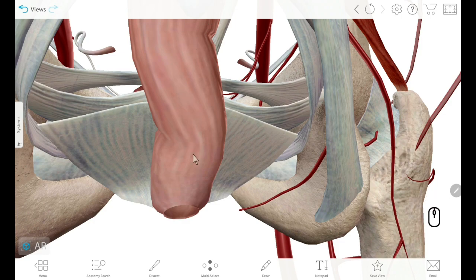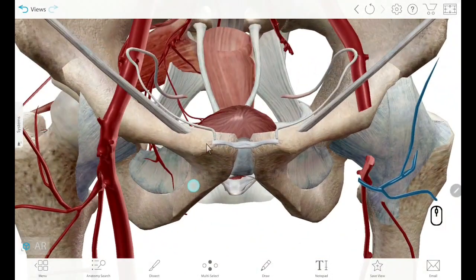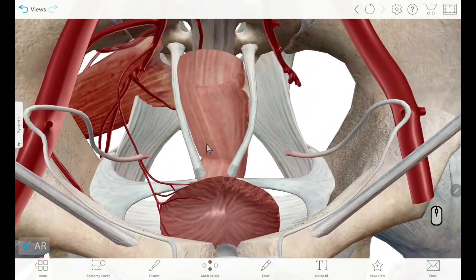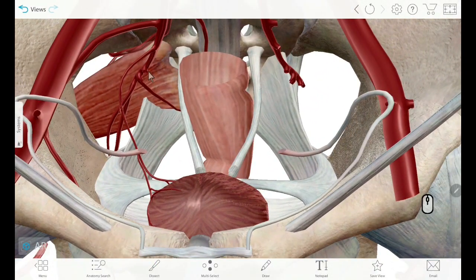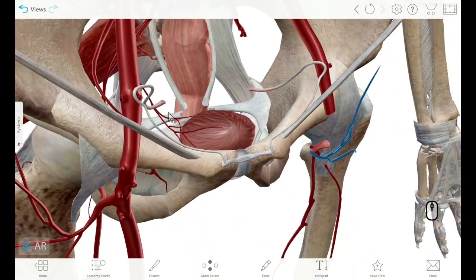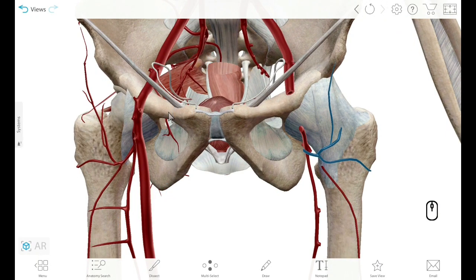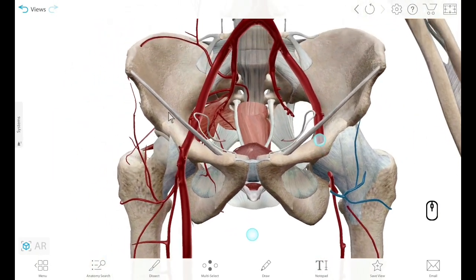So this structure over here is the rectum. Rotating the model, we can see a branch coming out from the anterior division of the internal iliac artery and going towards the rectum and supplying the rectum. So this is the superior rectal artery, and with this branch we are finished with the branches of the anterior and posterior divisions of the internal iliac artery.